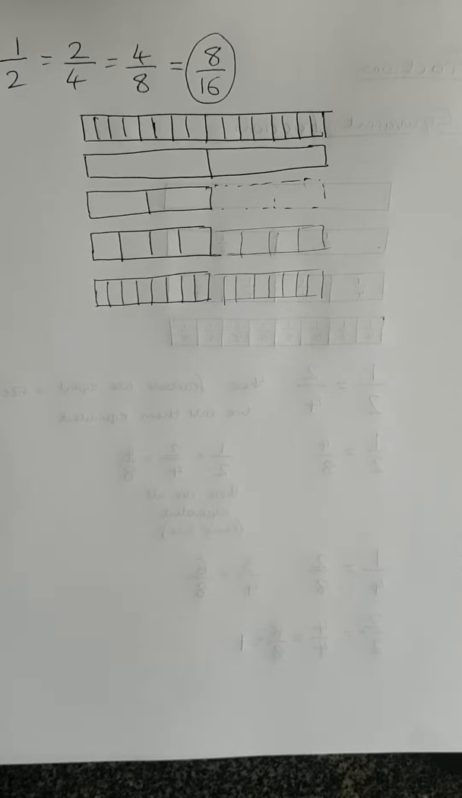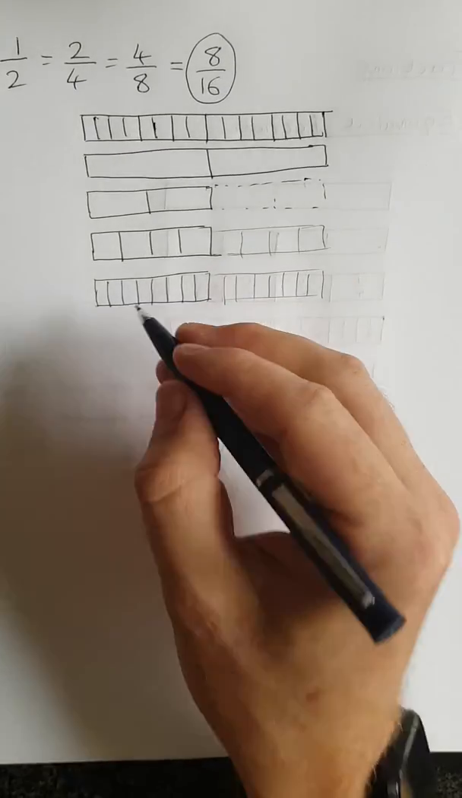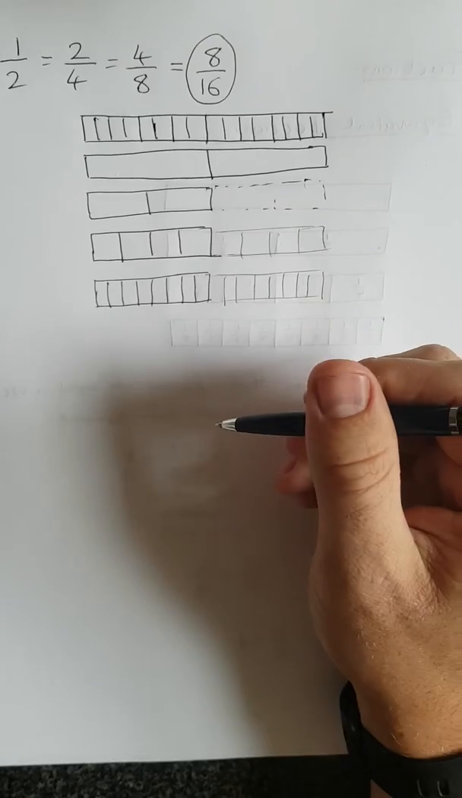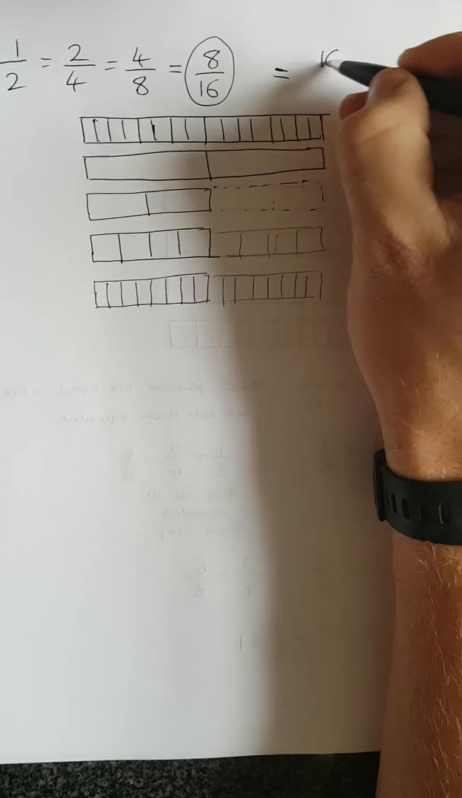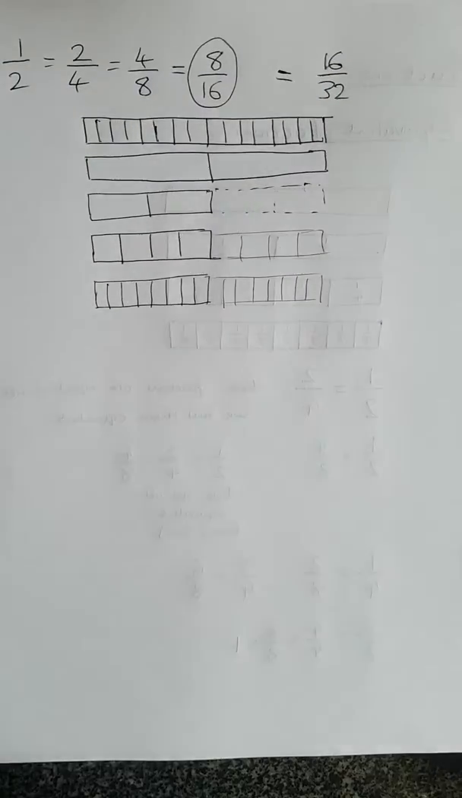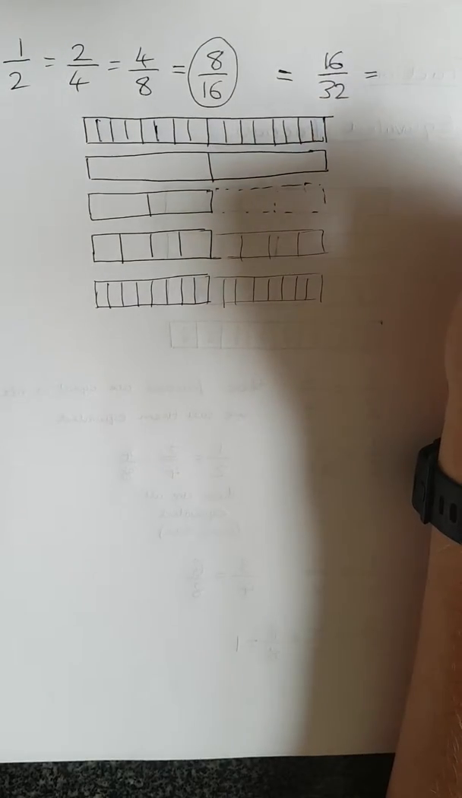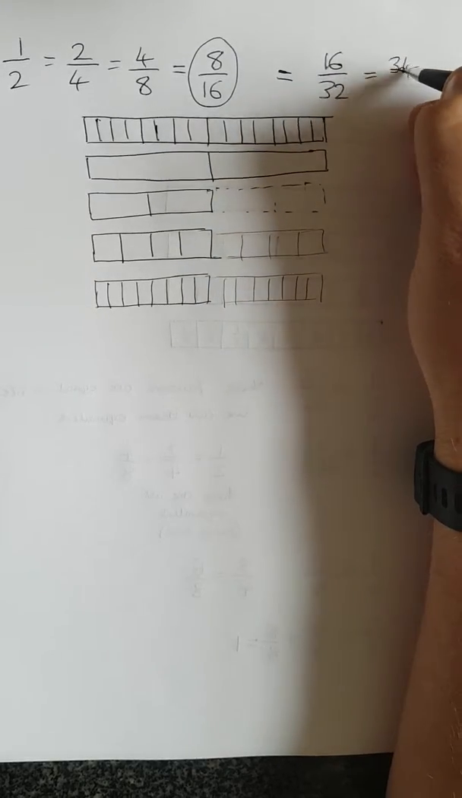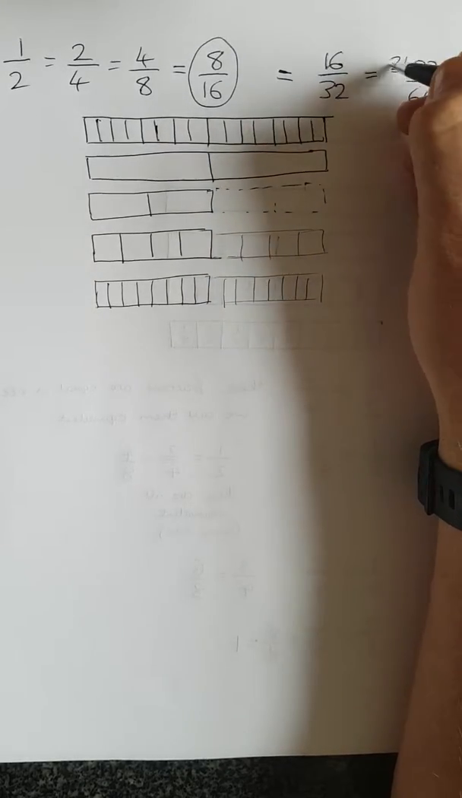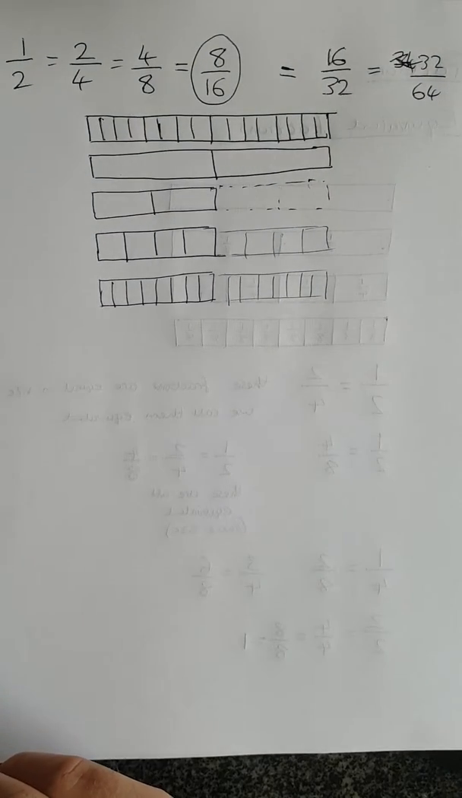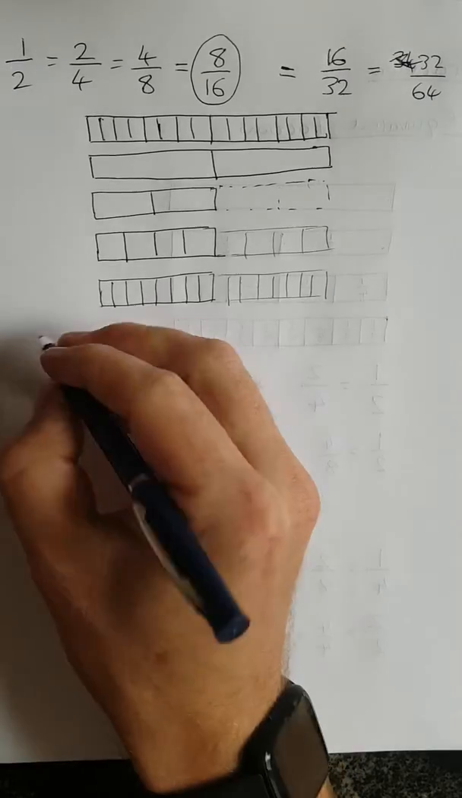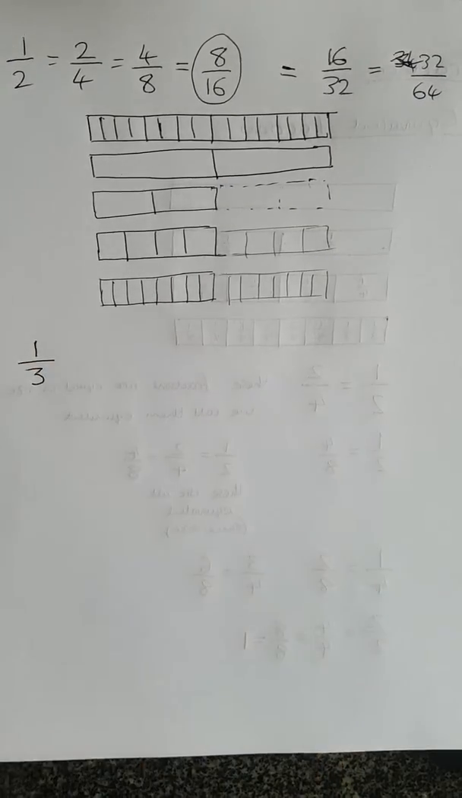So, you can find an equivalent fraction quite easily so far. You might even be able to work out what the next one in this sequence is. That's right, 16/32, well done. And the next one? 32/64. Well done. Let's try this one. Can you come up with an equivalent fraction?